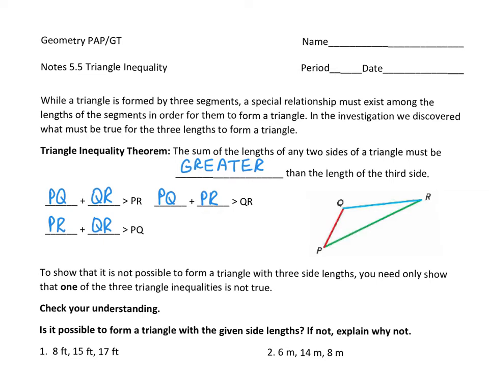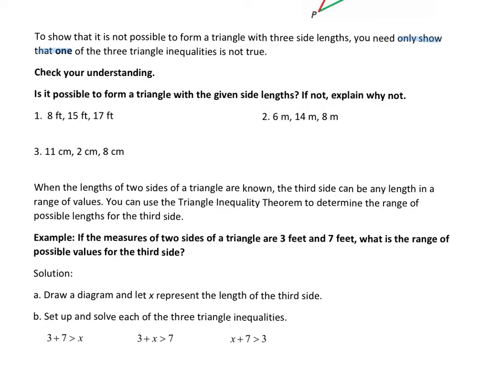Now, when we're looking at three different side lengths, it's not going to be necessary for us to write three different inequalities. We only need to show that one of the three triangle inequalities is true, that is, if we use the correct inequalities. We want to look at the two shortest lengths and make sure that the sum of the two shortest lengths is greater than the longest length. All right, let's look at some examples to see if we can use this theorem correctly.